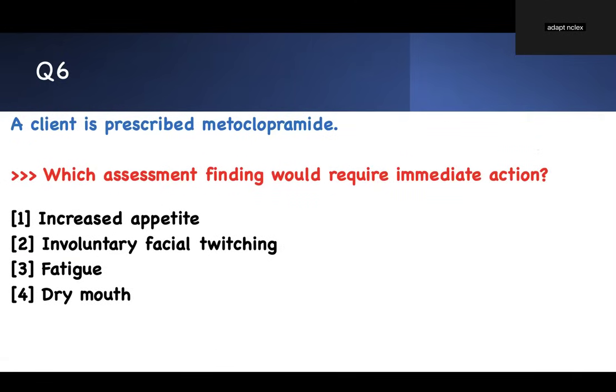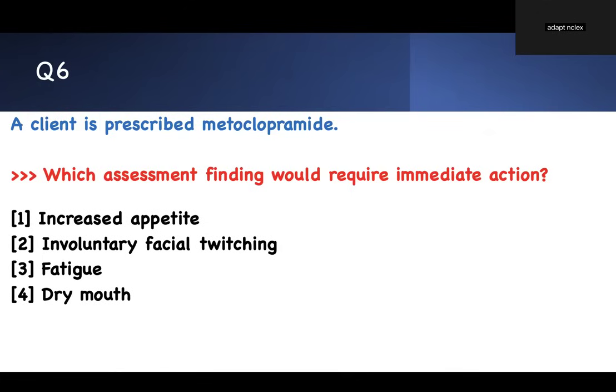The client is prescribed Metoclopramide. Which assessment finding will require immediate action? This is an antiemetic. One of the biggest side effects is what we're going to talk about. It causes involuntary muscle twitching. It causes fatigue and dry mouth. One of the common side effects is diarrhea. One of the worst side effects: it acts like an antipsychotic. Do you see an antipsychotic answer choice there?